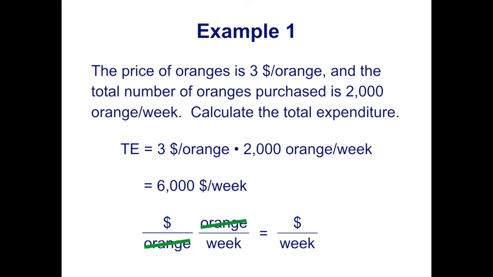Before I move to the next example, let's review the types of variables that we're seeing here. We've got dollars per orange. This is a nominal variable. We have oranges per week. This is a real flow variable. And then we have dollars per week, which is a nominal flow variable.